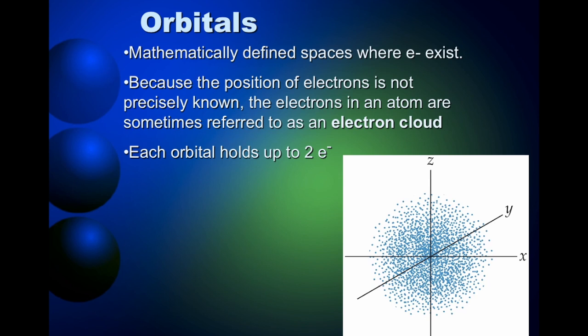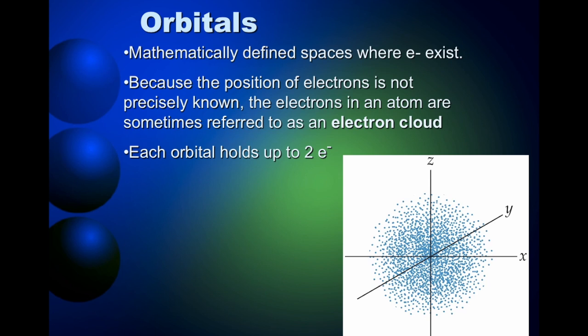So if you look at this image here, this shows an S orbital, which would be in an S subshell. It shows the likely location of electrons, and the more dense the dots, the higher the probability that an electron will be found there. So they're more likely to be found towards the center, which makes sense because that's close to the nucleus. And the negatively charged electrons want to be close to the positively charged nucleus, but they can also exist further out. Because the position of electrons is not precisely known, it's called an electron cloud.